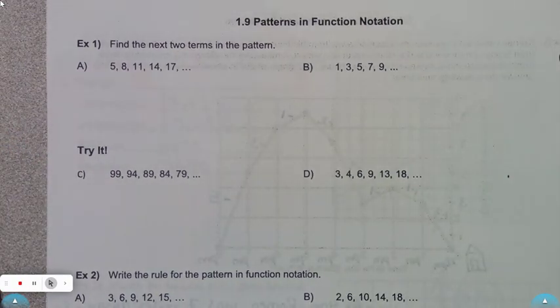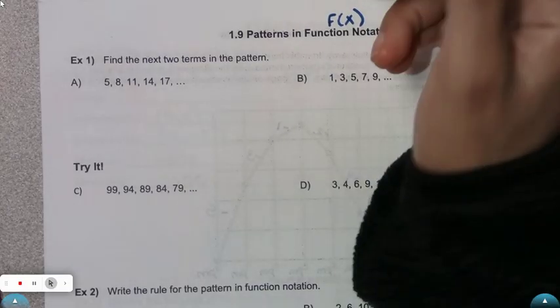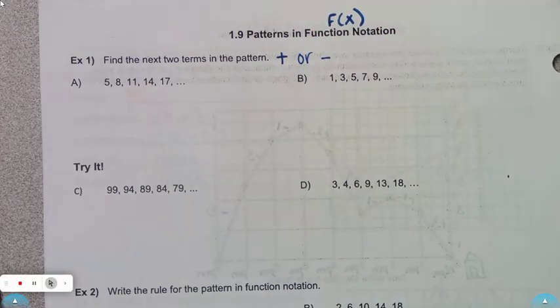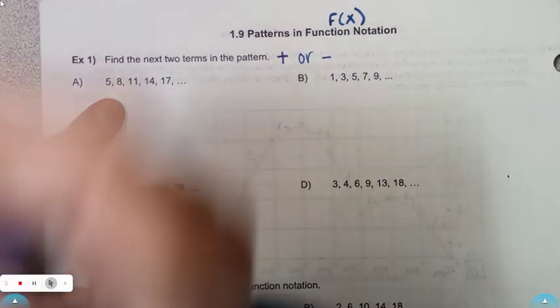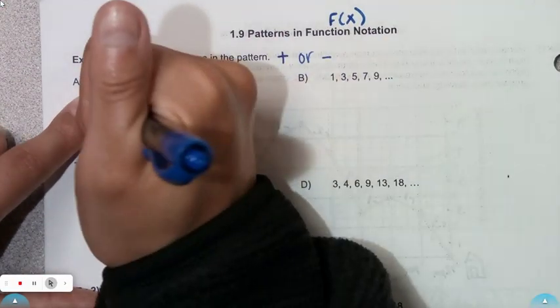All right, today we're going to talk about function notation. Function notation means f of x, but we already knew that because we've been talking about it. So for example 1, we want to find the next 2 terms in our patterns. For all these examples, we are adding or subtracting, okay, to make it a little bit easier on us. For letter A, to go from 5 to 8, I'm increasing, and I'm increasing by 3.